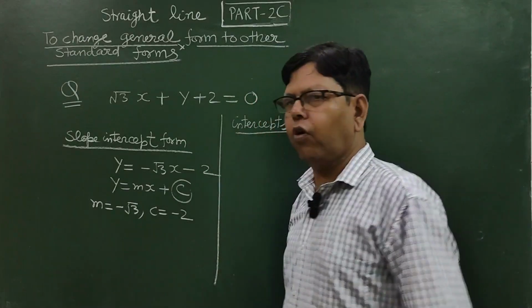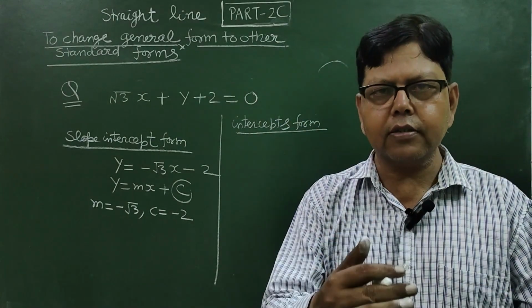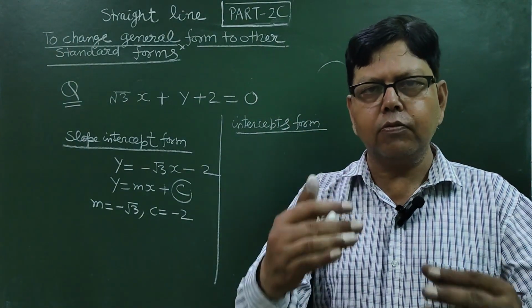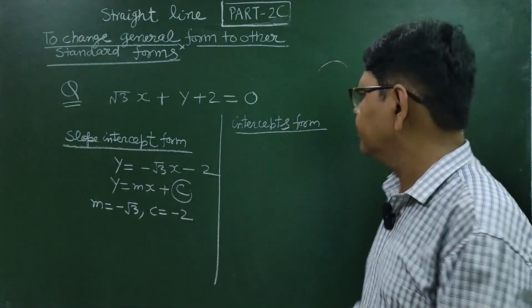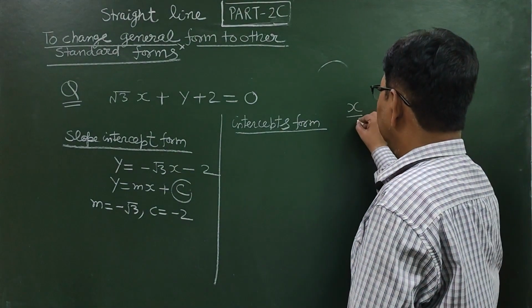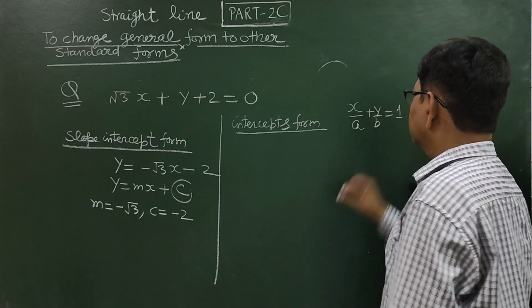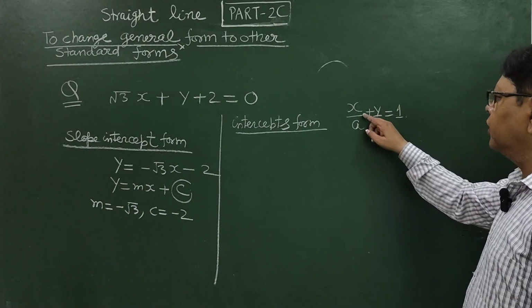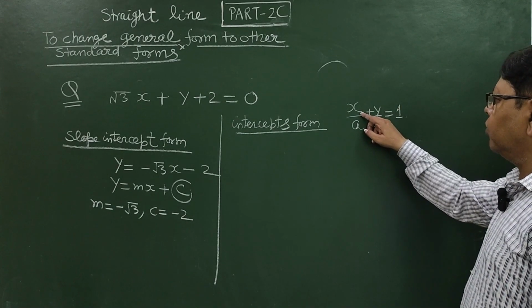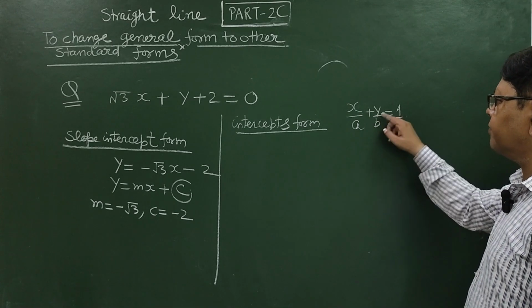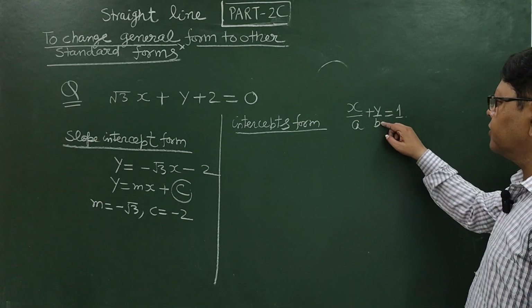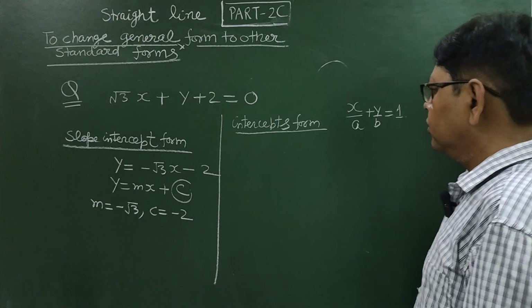In the intercept form, we have the equation x upon a plus y upon b is equal to 1. This is the intercept form. In this form, the denominator of x is the x-intercept and the denominator of y is the y-intercept.